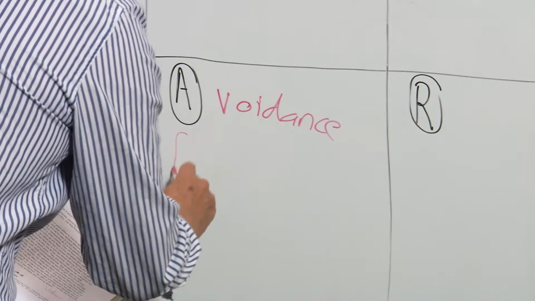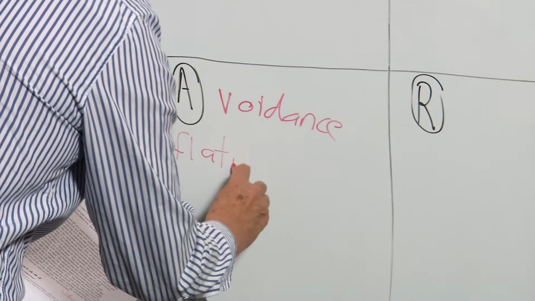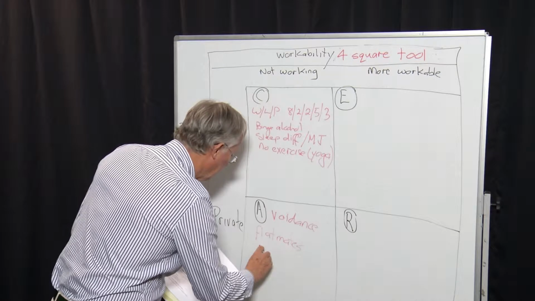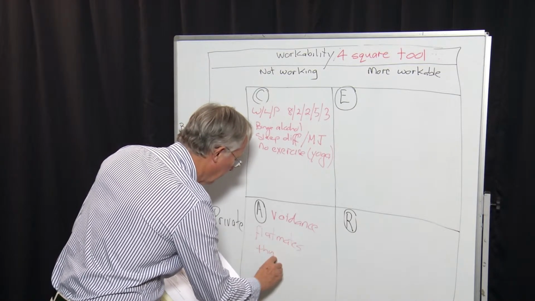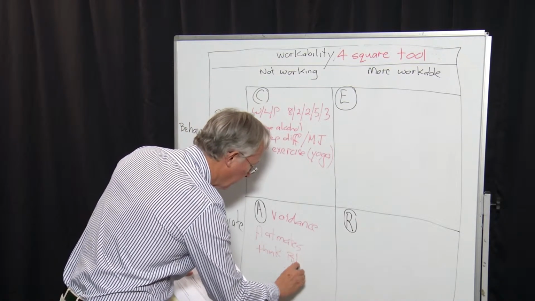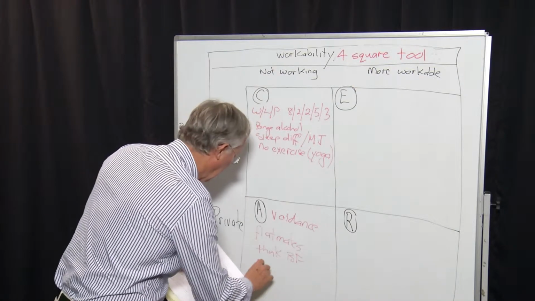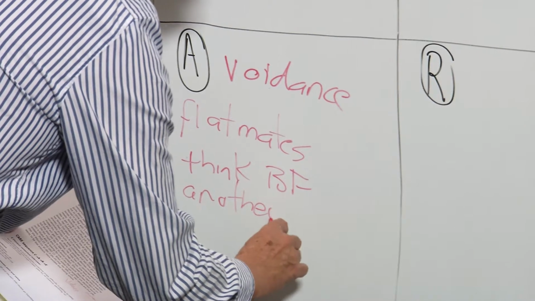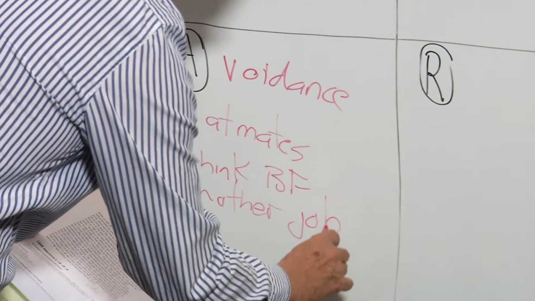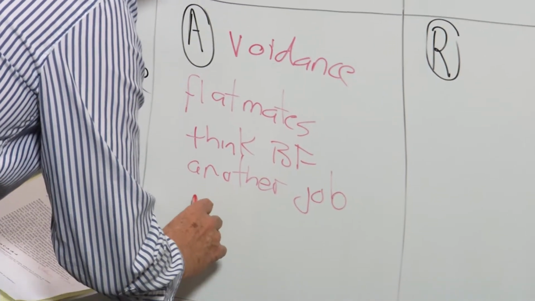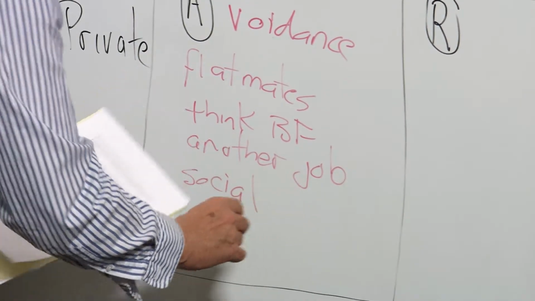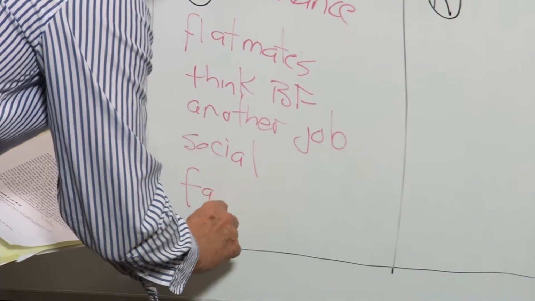And this is her flatmate. She was avoiding them. Thinking about boyfriend. You just put BF for him. Another job. She had thought about doing another job. Avoiding social engagement. And family. She was avoiding.